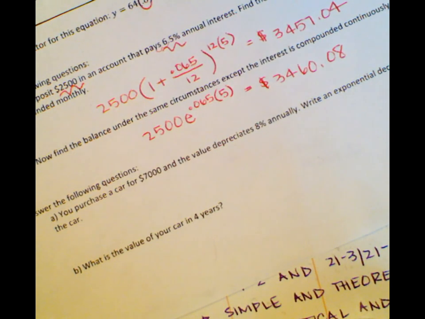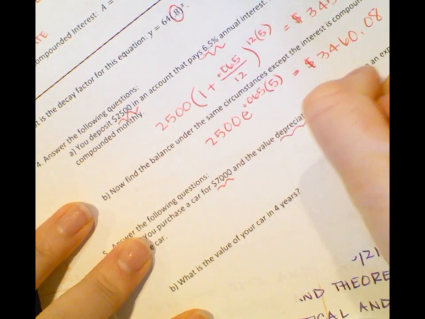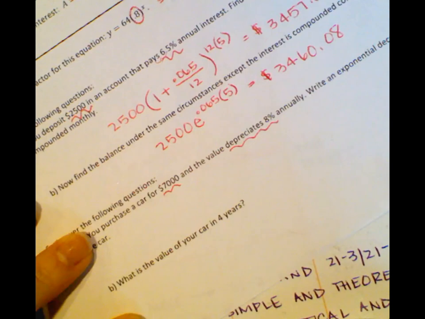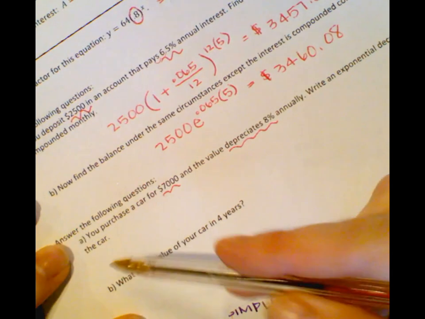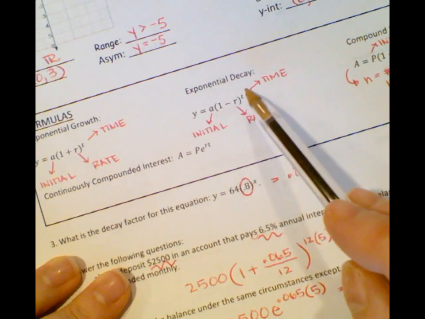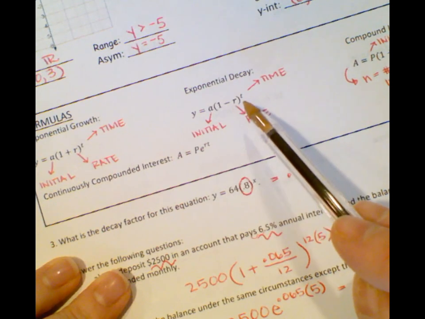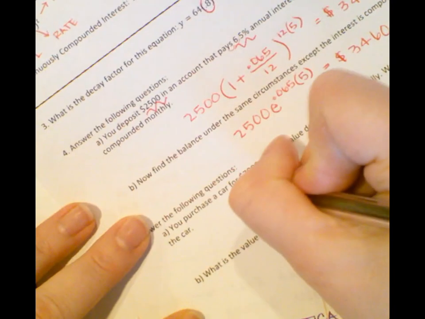All right, the next one. You purchase a car for $7,000 and the value depreciates 8%. Write the exponential decay model for the value V of the car. Okay, so we know that we are using this equation right now because it says exponential decay. So we do initial amount and then rate and then time. So my initial amount is 7,000.